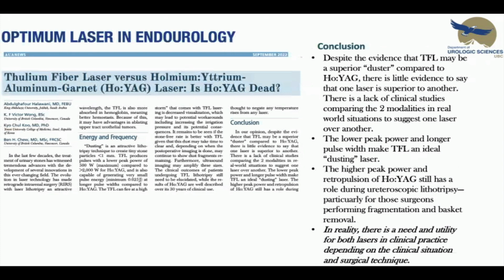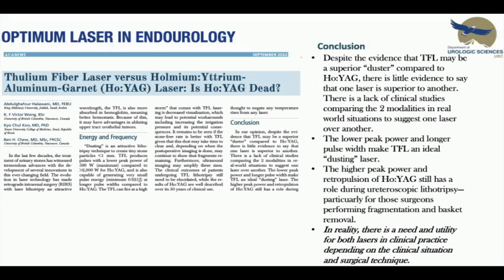To draw a conclusion, this is an EAU News article we wrote, and it was published in September. We were debating which laser is best, and we think that despite the evidence that TFL, thulium fiber laser, may be a superior duster compared to Holmium YAG, there is still little evidence to say that one laser is superior to another, especially given the lack of clinical studies comparing the two modalities.